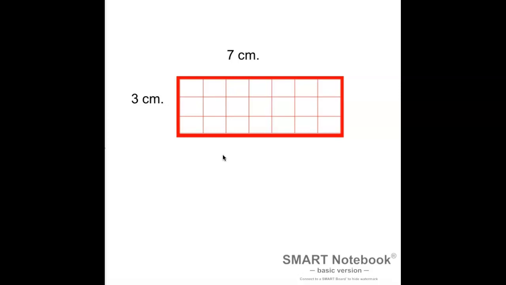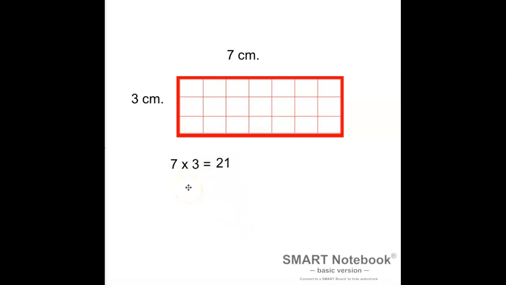So we're going to try our best to multiply for the area. And remember, you're not always going to have these squares. So if you can't multiply, you might need to make the squares. So 7 times 3, we're multiplying the length times the width. And we know that 7 times 3 equals 21.